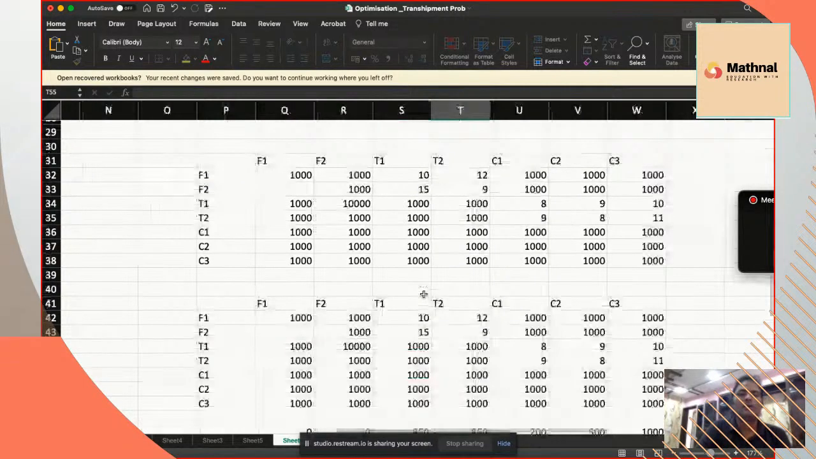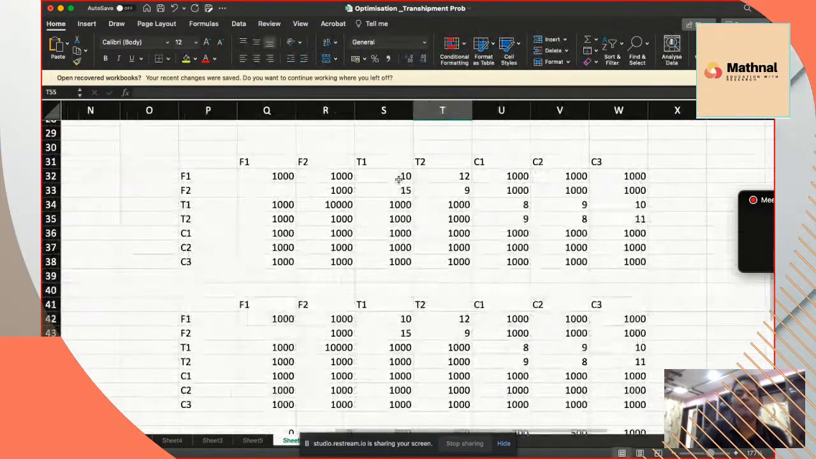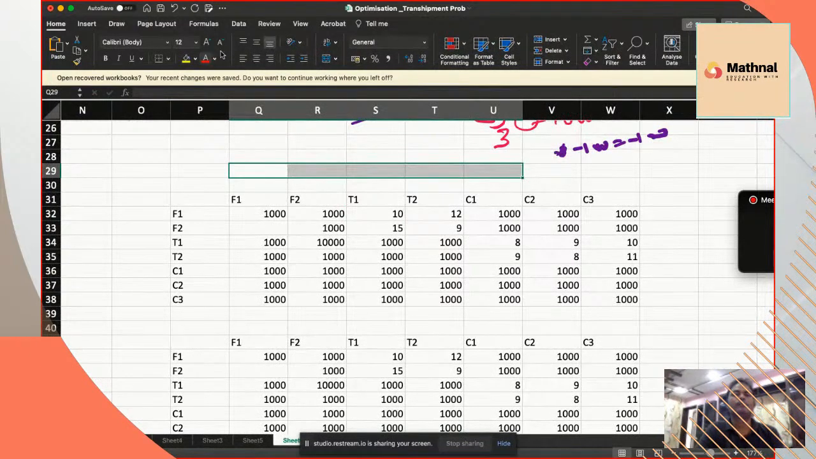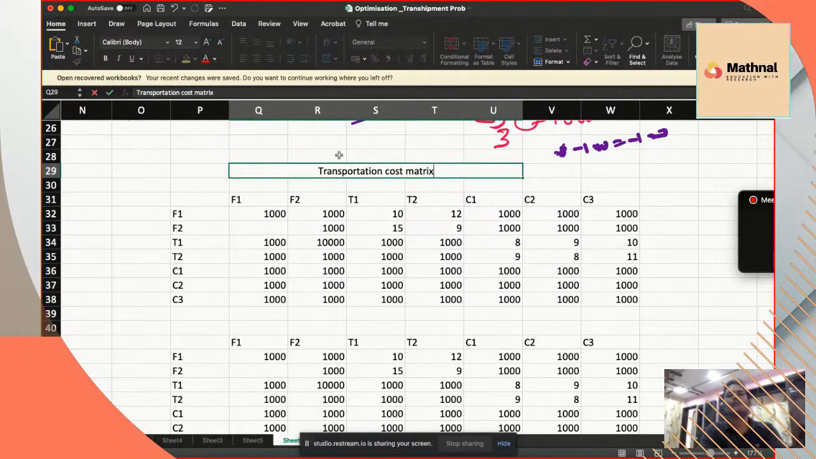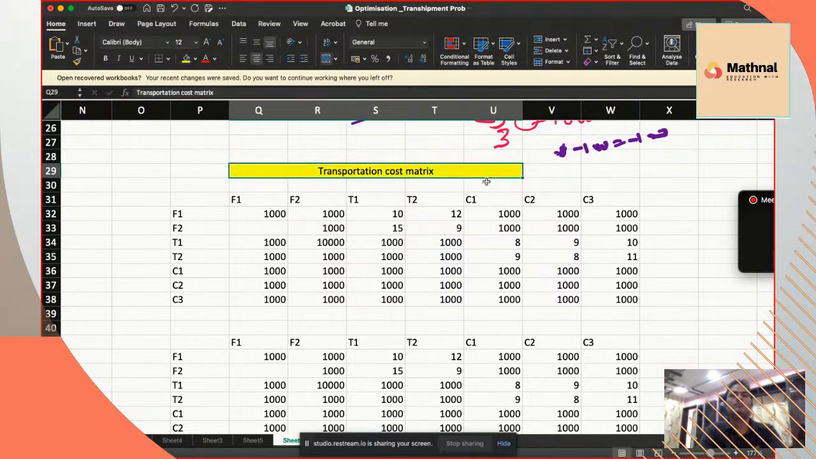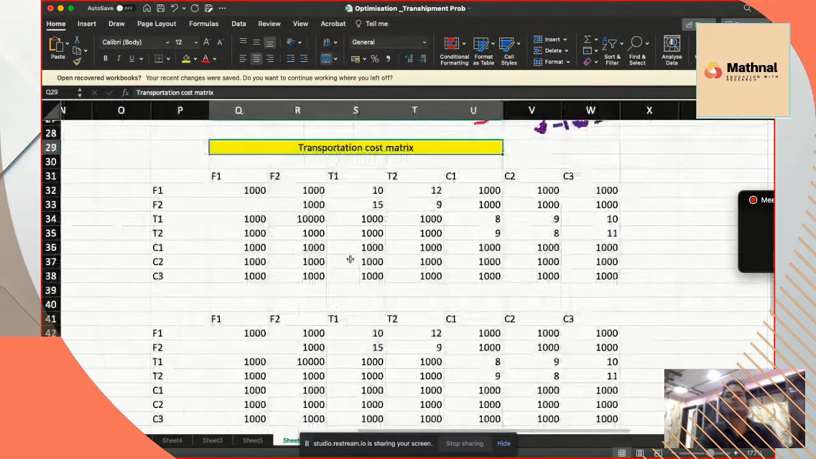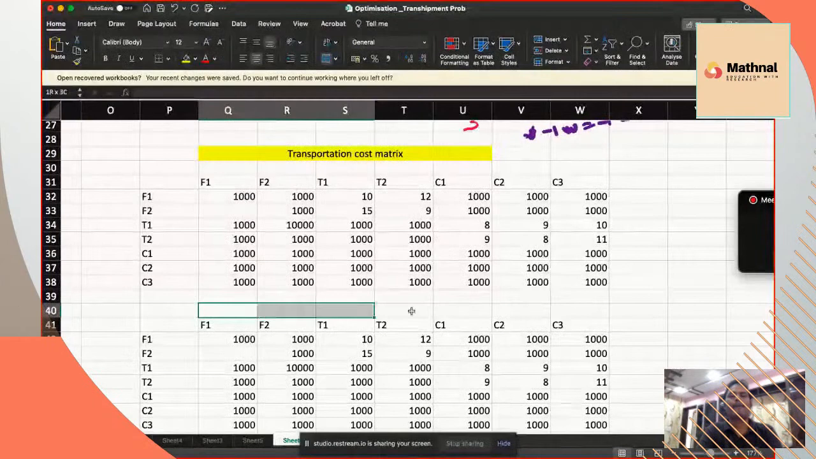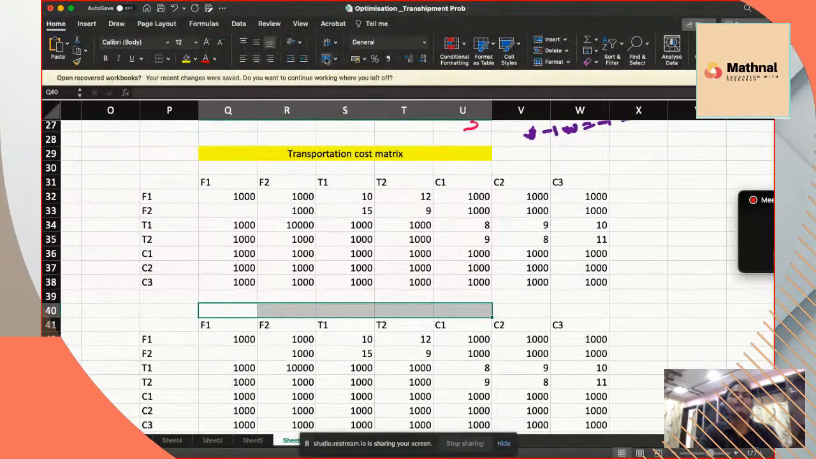So here I'm going to build this matrix which we have. This is the cost matrix, the transportation cost matrix. And this is the assignment matrix.